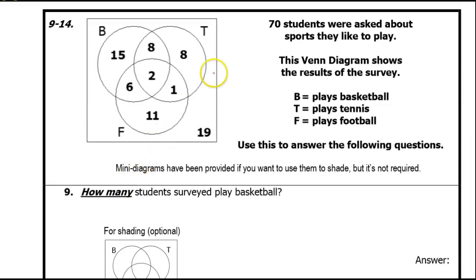So here's a new scenario. 70 students were asked about sports they like to play. According to this Venn diagram, some of the students play basketball, some of them play tennis, and some of them play football. Now, how many students surveyed play basketball? Well, these are the students that play basketball right here. So it's just a matter of adding up these four numbers, and that turns out to be 31.